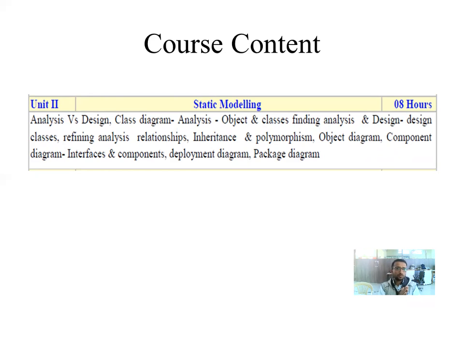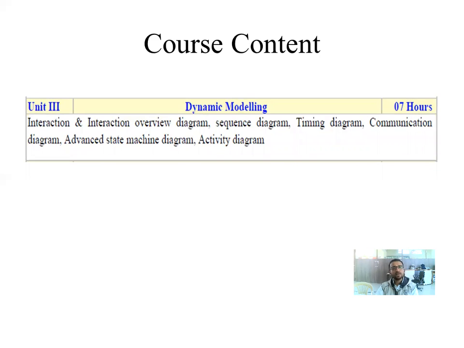So these diagrams, we are going to learn how we can convert the requirements into these types of diagrams. This is the second unit, that is static modeling. Then we have dynamic modeling. In this dynamic modeling, we are going to have the interaction overview diagram. These are all the diagrams that can be drawn with the help of the requirements.